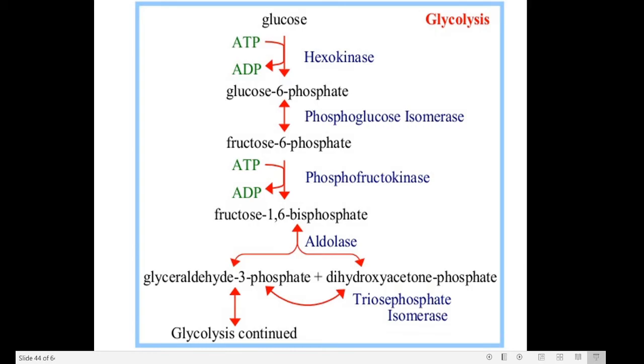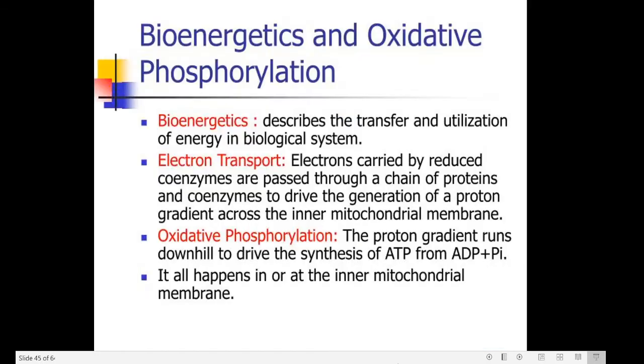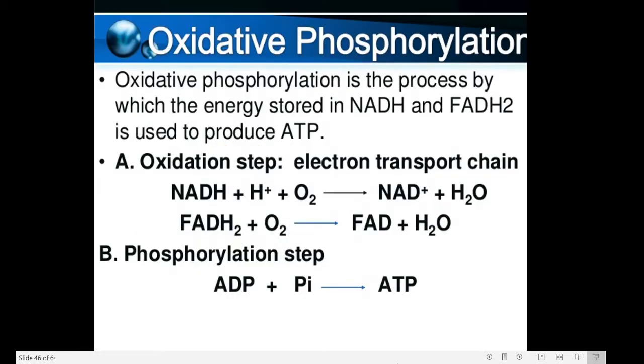Then these two molecules, through triose phosphate isomerase activity, form the new product in the glycolysis process. The output of the glycolysis process helps activate another pathway. Bioenergetics involves oxidation and phosphorylation, all the things that happen in oxidative phosphorylation. This happens in the human body.